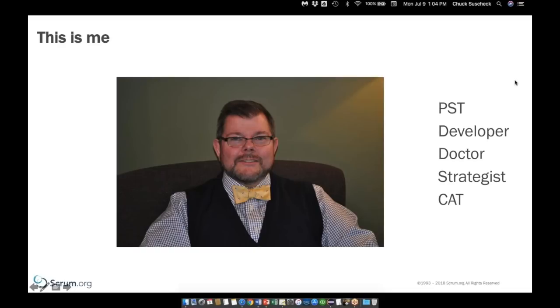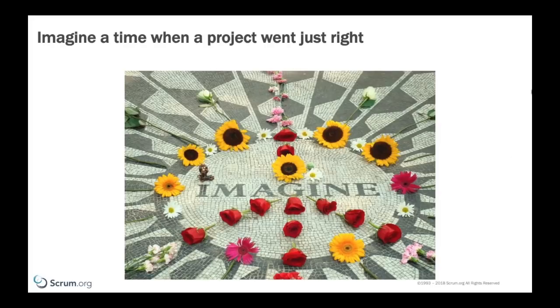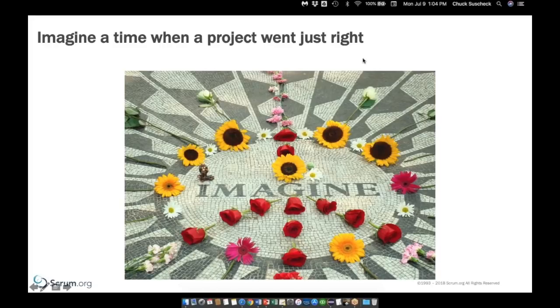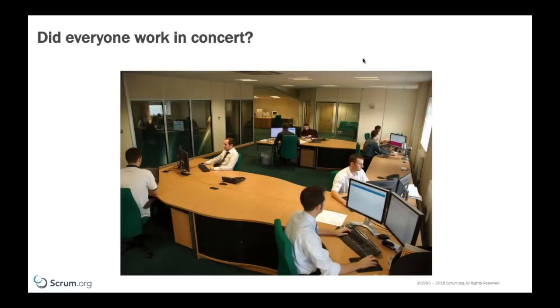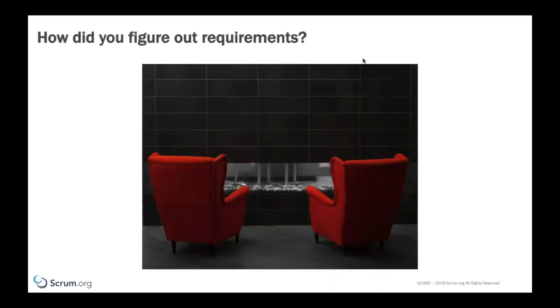So imagine with me for a moment a time when a project went just right for you. What did it look like? What was that project like? How were the people on it? Did everybody work well in concert? Know each other pretty well? Was everybody on the same page with the product? So they knew the product pretty well. They had an idea and a vision of what that product was going to be. When that worked well, how did you figure out requirements? Hopefully it was more than just documentation. It was in-depth conversations. It was an inspect and adapt approach to figuring out these requirements.